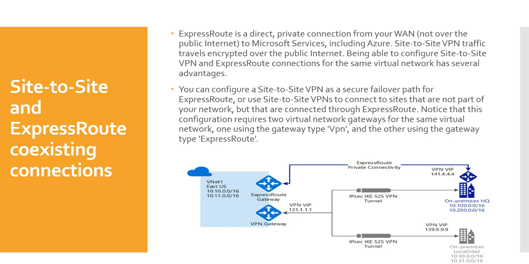Notice that this configuration requires two virtual network gateways for the same virtual network, one using the gateway type VPN and the other using the gateway type ExpressRoute, because you cannot configure the site-to-site VPN and the ExpressRoute connection using the same gateway type. For VPN site-to-site, you would have the gateway type as VPN, and for the ExpressRoute connection, you would have the gateway type as ExpressRoute. Tip to all of you.